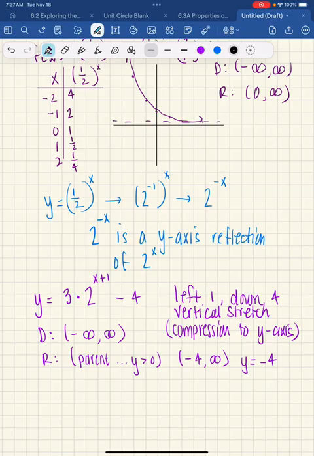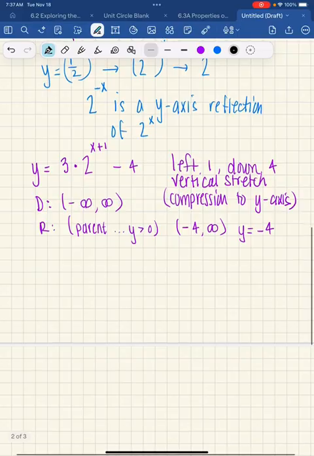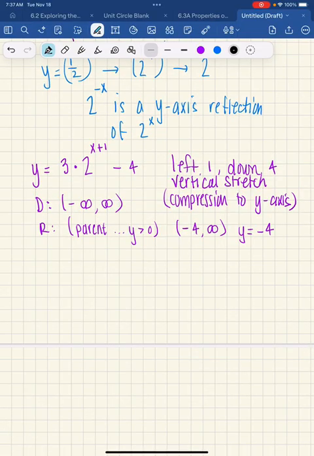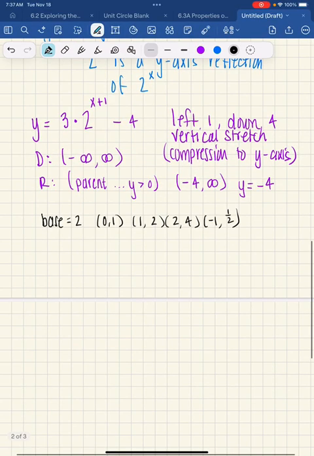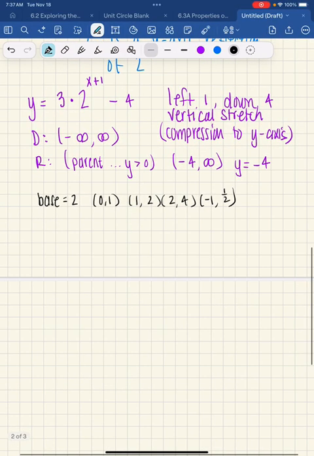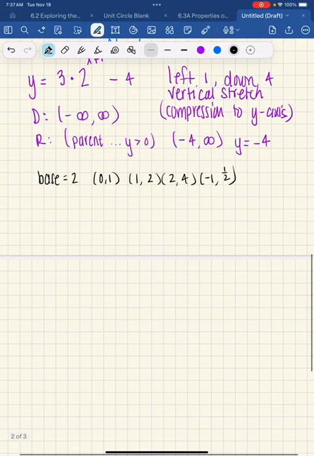Okay, you can do parent points if you want. So the normal graph, regardless of what the base is. In this case, the base is 2. Anything to the 0 power is 1. This is for the parents: 0, 1; 1, 2; 2, 4; -1, 1/2; etc. If it's easier for you and you just want to make a table of values, feel free. I'm going to do parent points. That's pretty much consistently what I have done all year.